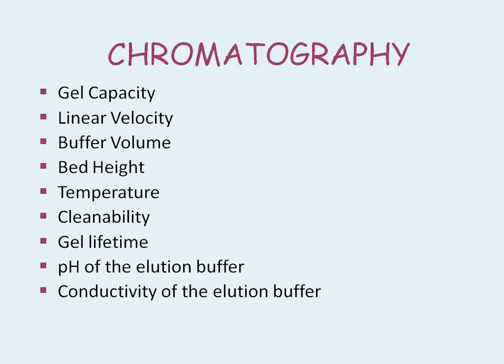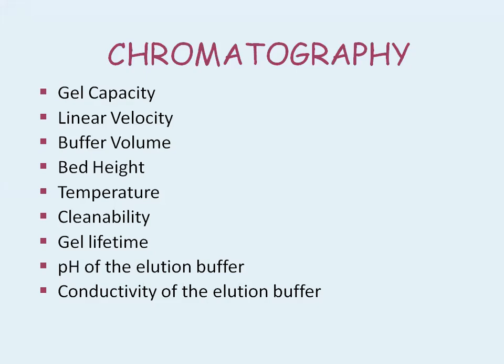Chromatography means we have to identify that product. Generally viruses or bacteria are used to develop a product biotechnologically. So in that chromatography, generally we use gel chromatography. So gel capacity, linear velocity, buffer volume, bed height, temperature, cleanability, gel lifetime, pH of the elution buffer, then conductivity of the elution buffer. All these things we have to study. In chromatography, we get different bands. According to those bands, we can determine which product is there. Then we will isolate it. We will use different solvents to get a product.